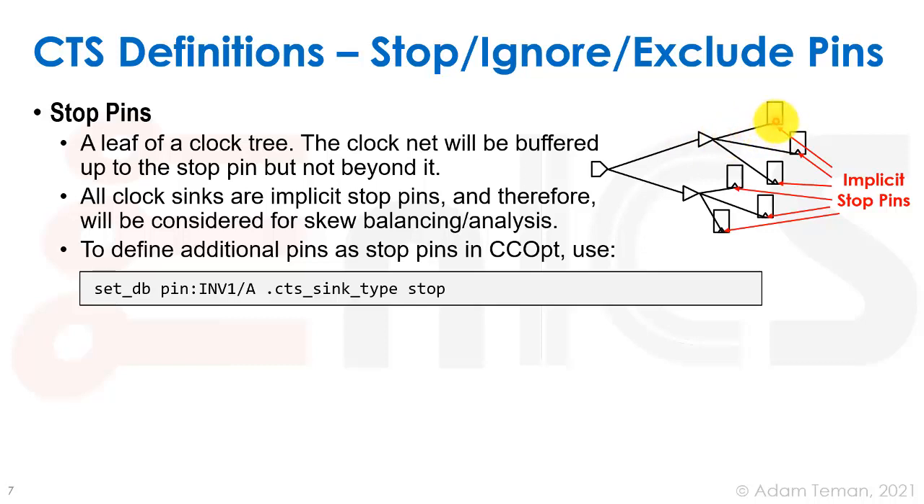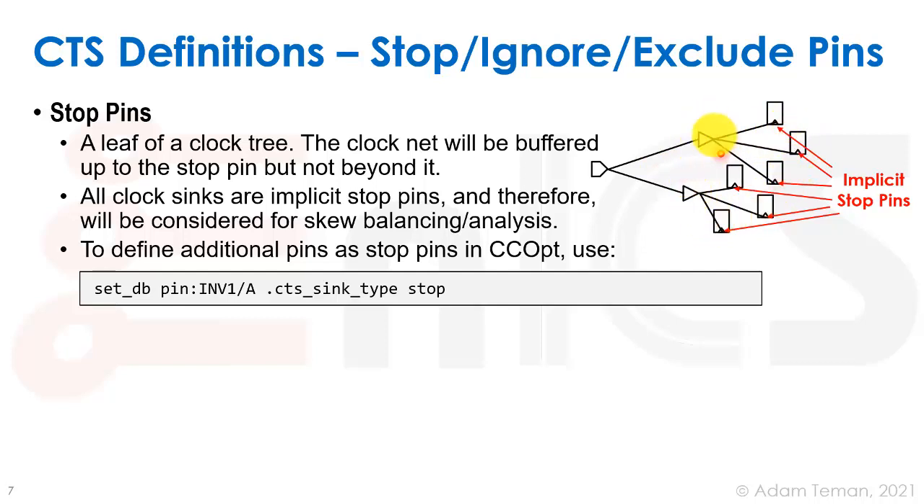However, once we reach the clock pin over here, this is recognized as an implicit stop pin. It knows that this is a clock sink, and therefore what comes out of it, the Q that comes out of the output of this flip-flop, is not going to be considered a clock net. It's going to be considered a signal net. And that's one thing. The other thing is it's going to take this pin and add it to the list of pins that need to be skew balanced. So those are implicit stop pins. You can also define a stop pin.